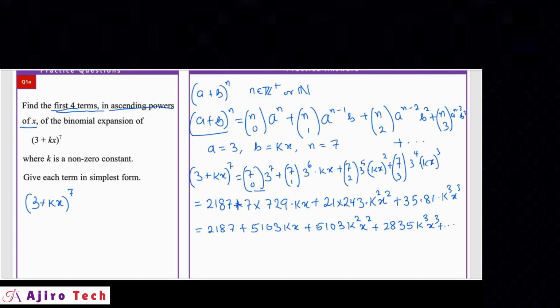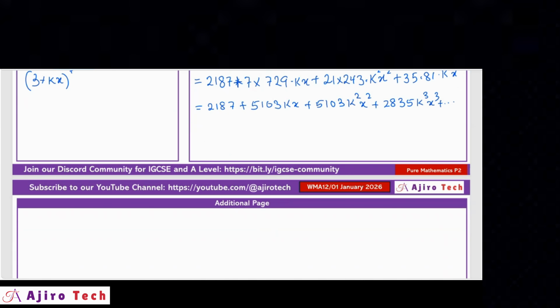So it's in simplified form. The second part says that given that in this expansion, the coefficient of x squared is 3 times the coefficient of x cubed, find in simplest form the value of k. So we have to go back to what we have there.